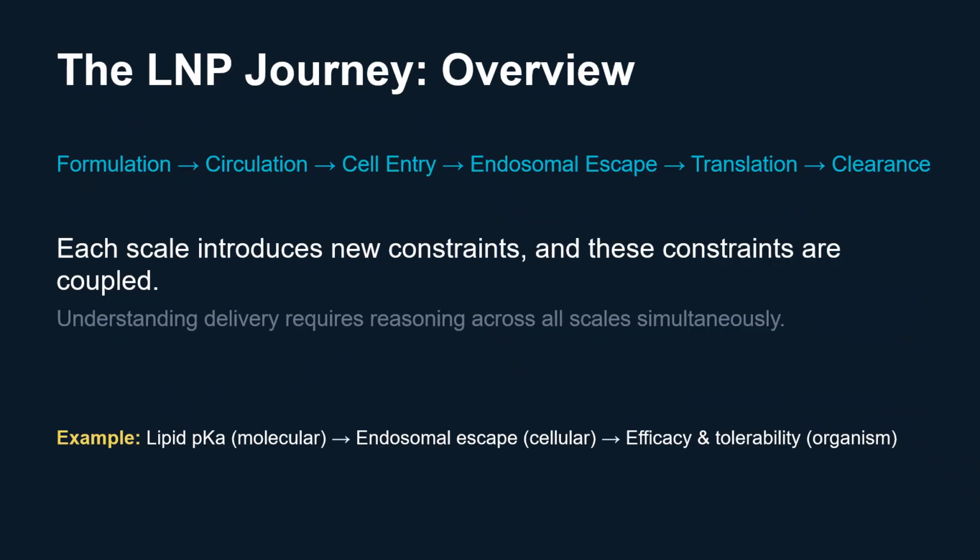This slide gives a high level overview of the LNP journey. We can think of delivery as a sequence of stages: formulation, circulation, cell entry, endosomal escape, RNA translation, and eventual clearance. So each stage operates at a different biological scale, spanning particles and tissues, cells, molecules, and the whole organism, right?